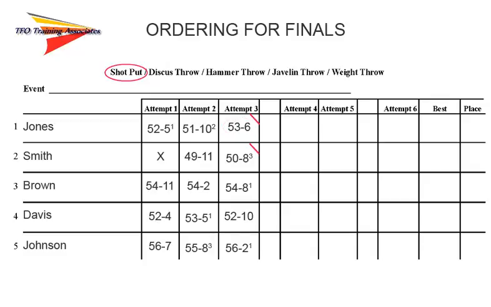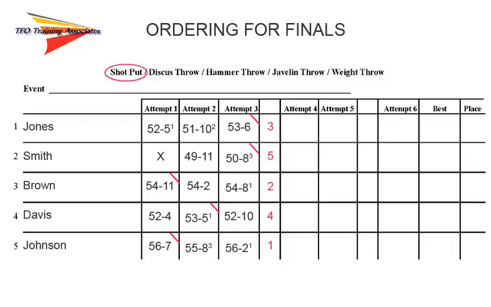We would suggest a small, diagonal mark in the upper right-hand corner of the box that contains the best mark. This is easy and unobtrusive, and minimizes the chance of obscuring part of the mark. After indicating the best preliminary mark for each competitor, we can set the order of competition for the finals.